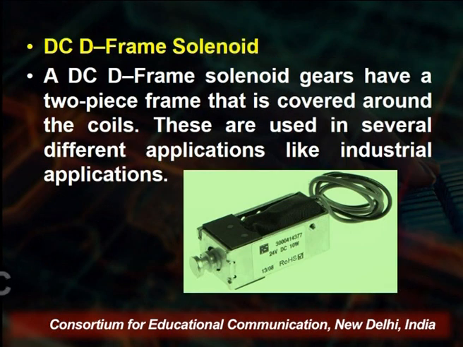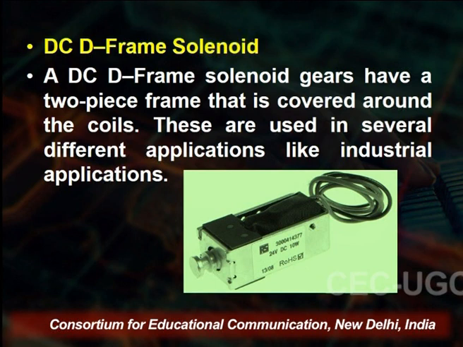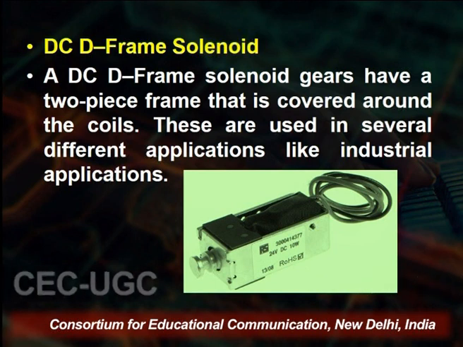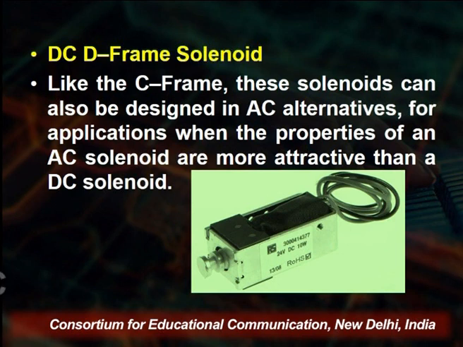Next type is the D frame. You see, just like the D frame we are using, that's why it is a D frame solenoid, and it has a two-piece frame that is covered around the coil. These are used in several different applications, like industrial applications also. And like the C frame, this solenoid can also be designed in AC alternatives for applications when the properties of AC solenoids are more attractive than the DC solenoid.